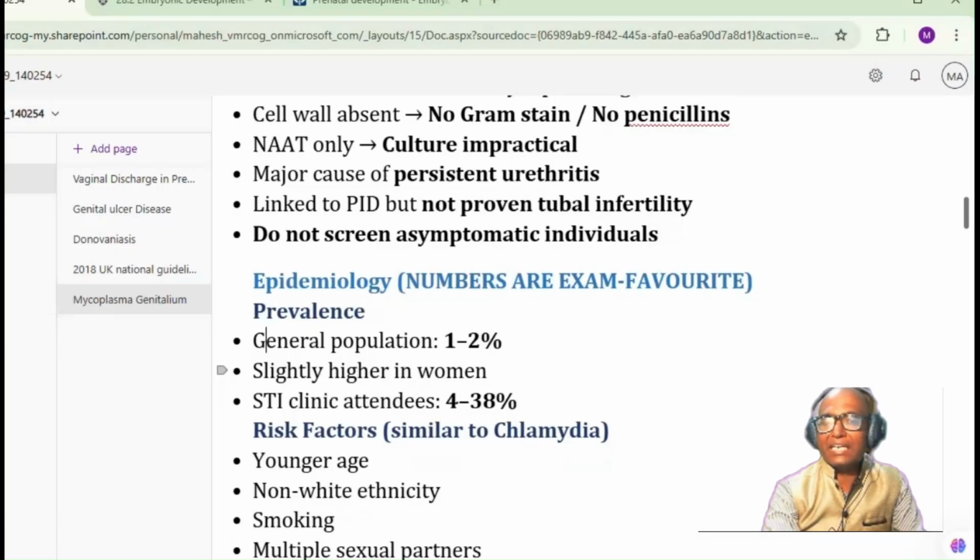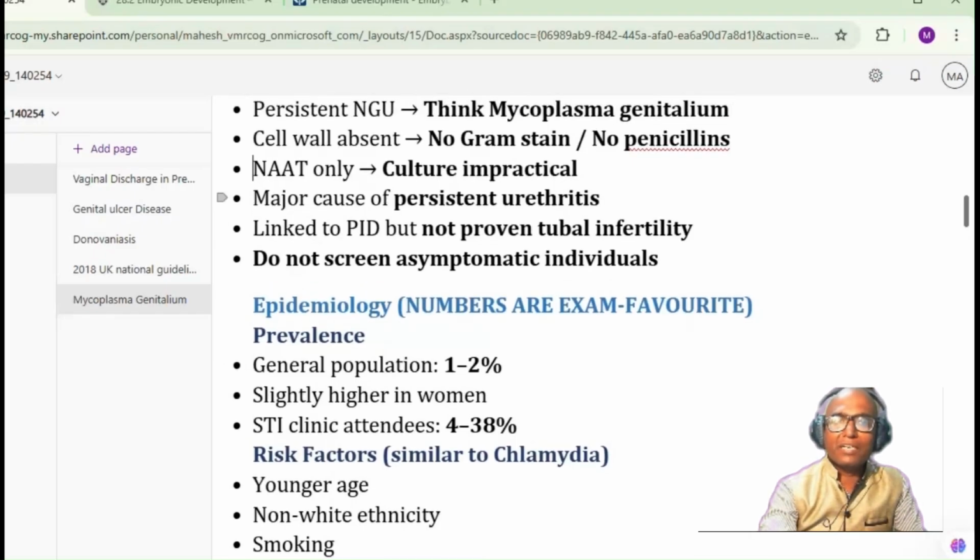Basically, the presentation will be non-gonococcal urethritis in males, and persistent PID in females, which is not responding to the routine line of treatment. The resistant type of PID picture will be there. The diagnostic test of choice will be NAAT only. No culture, because it is impractical; this organism is a different type, with no cell wall, so there must be some limitations in culture also. So NAAT is the only test.